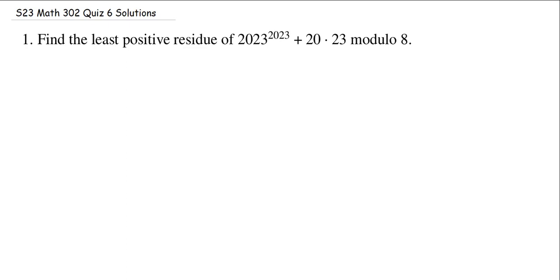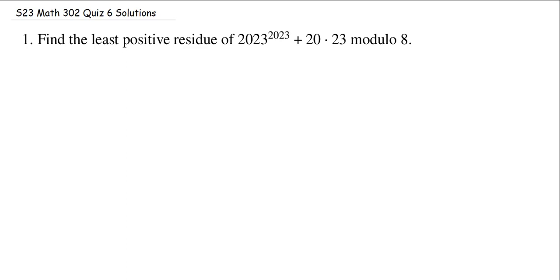This is problem 1, and there's only going to be 2 problems on this quiz, and they are all about modular arithmetic. So this first one is just a straightforward computation. We're going to find the least positive residue of 2023 to the 2023rd power plus 20 times 23, and we're all going to reduce this modulo 8.